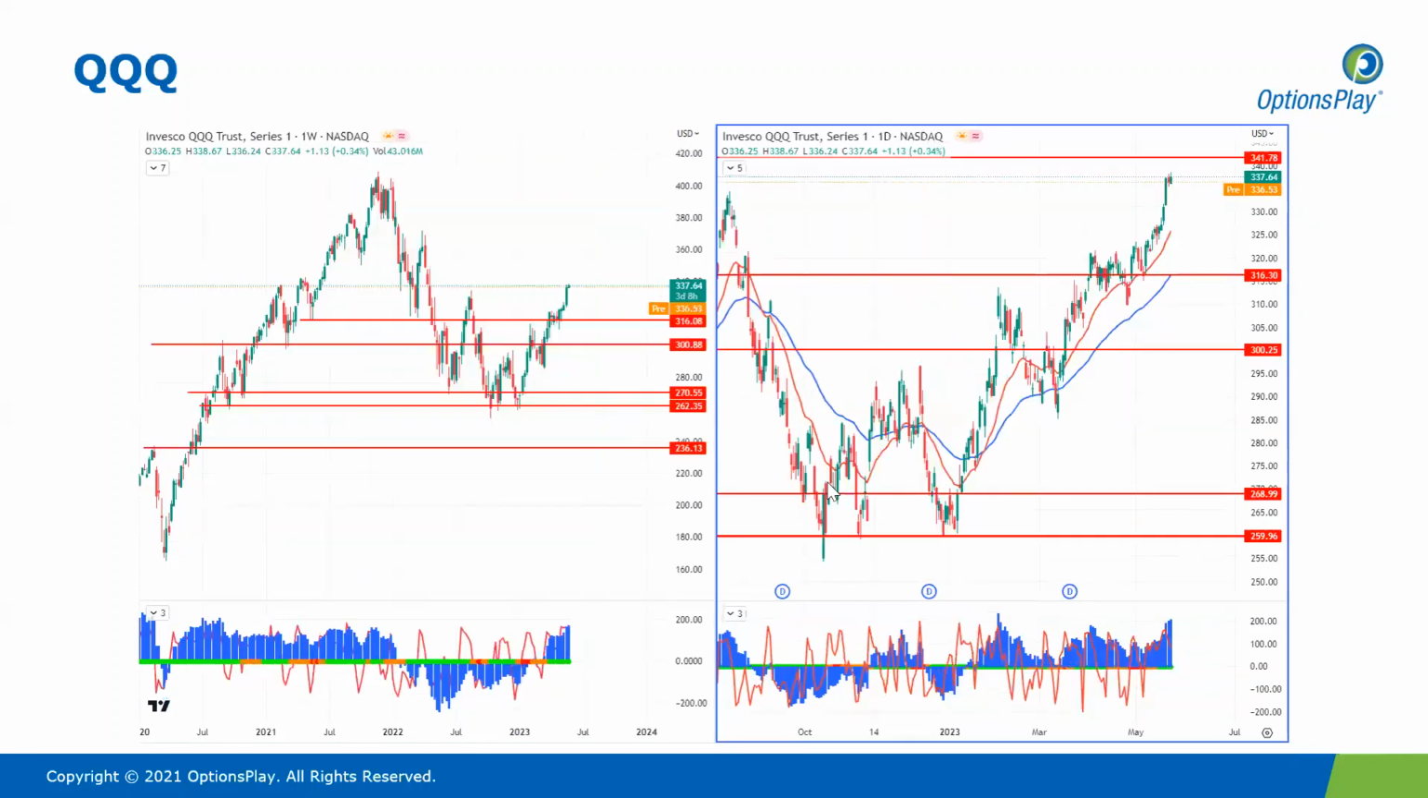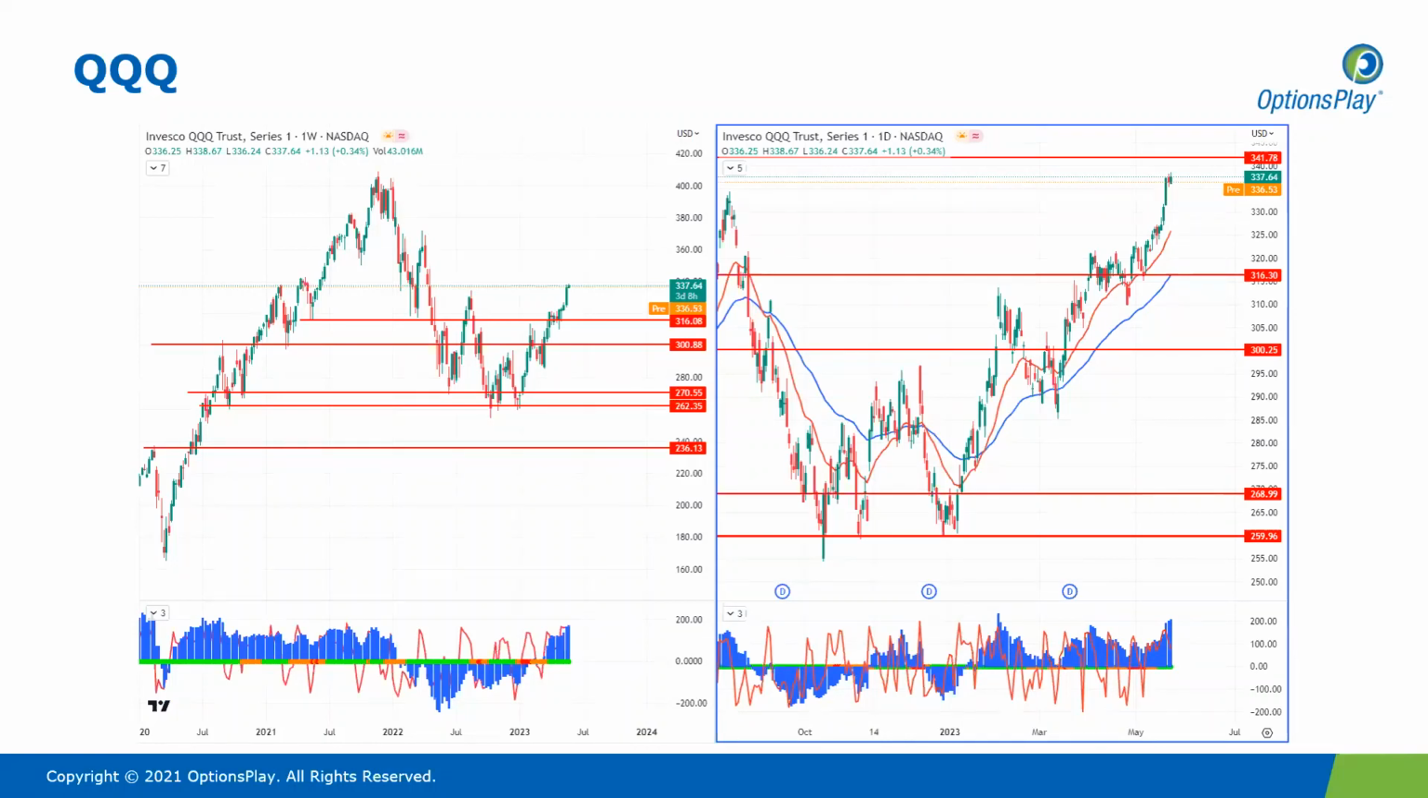Okay, moving on to the NASDAQ 100. So we have outperformance in the NASDAQ 100, which we've highlighted now for the last couple of weeks. Obviously, with the NASDAQ 100 being more exposed to growth and technology names, markets are also pricing in interest rate cuts later in the year. So that is going to be a tailwind for the NASDAQ 100.